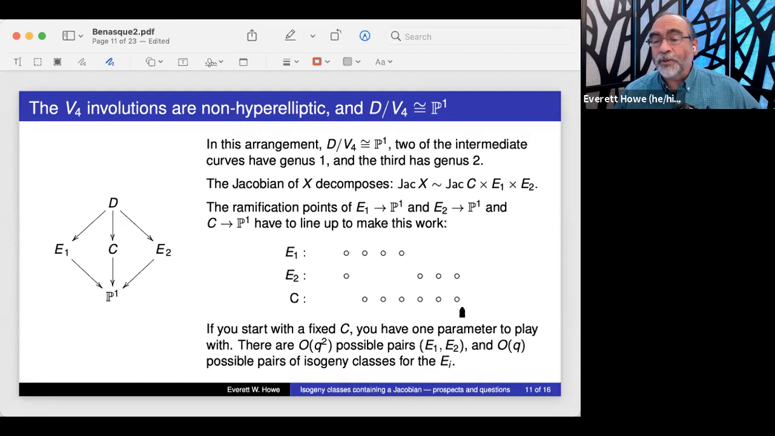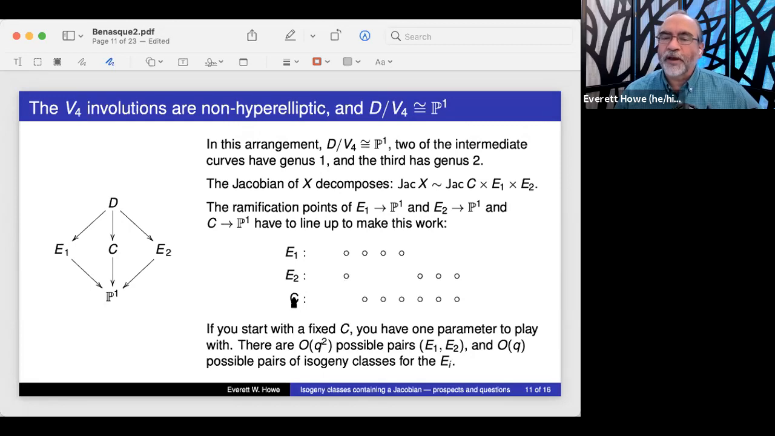And here, there's an interesting way of producing examples. It's tempting to start with an elliptic curve and another elliptic curve and see what happens, but it turns out in some applications it was easier to start with your curve C, and then you have a discrete invariant, which is choosing a subset of 3 of those ramification points. And then you have a continuous parameter, which is what this point is going to be on P1.